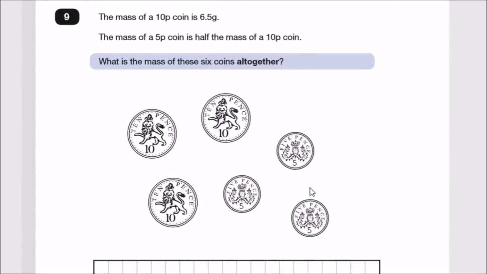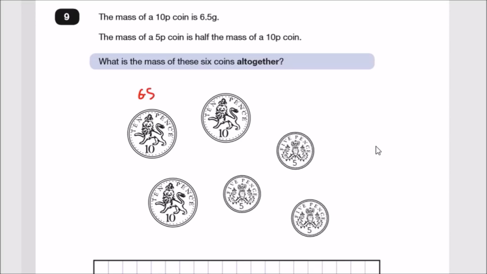Anyway, moving on. So the mass of a 10p coin is 6.5 grams. I did not know that. The mass of a 5p coin is half the mass of a 10p coin. Really? What is the mass of all these 6 coins together? Okay, first things first. Add up all the money, then let's find the mass, yeah? Or you can just add up the mass right now.